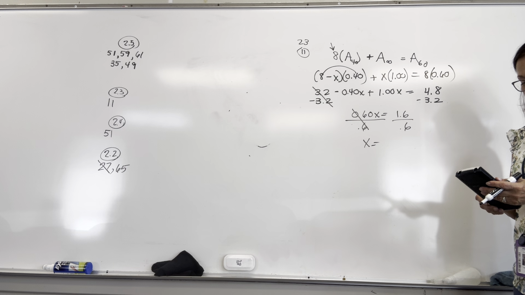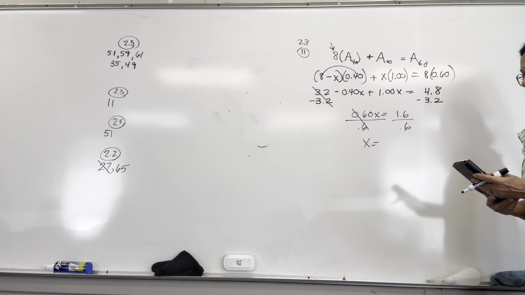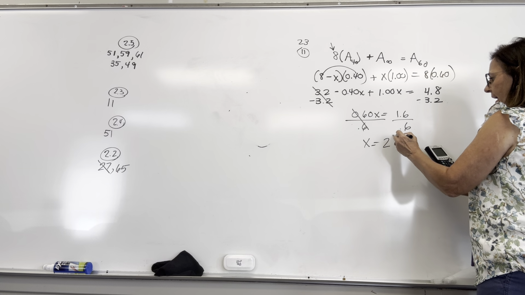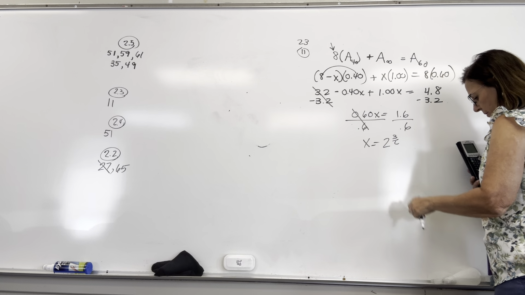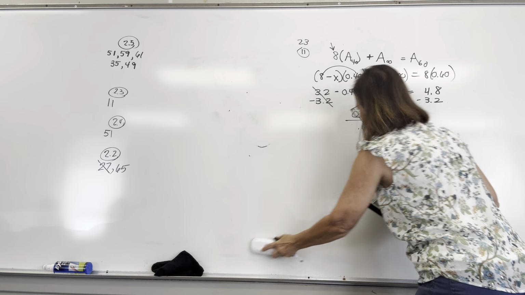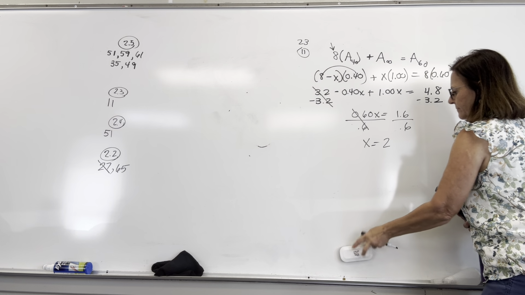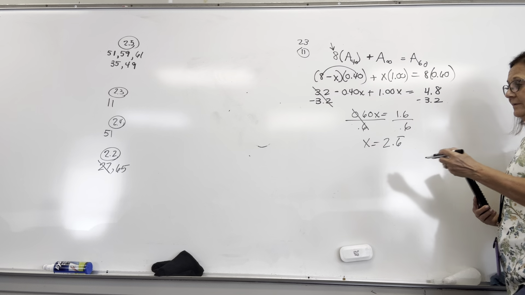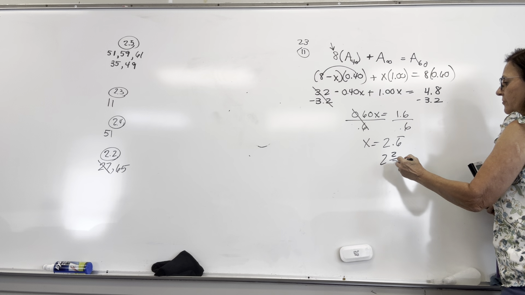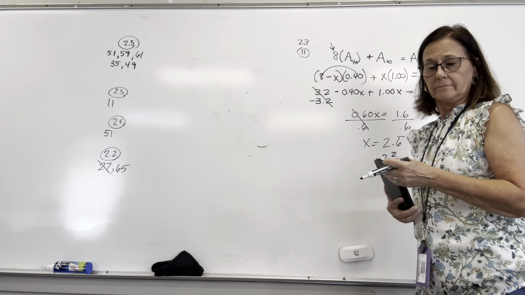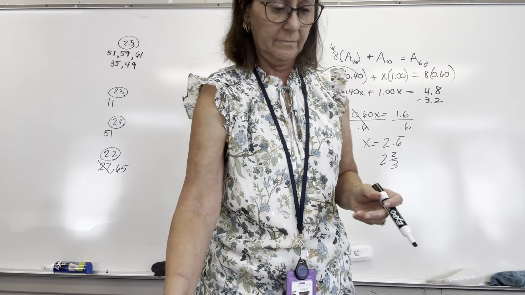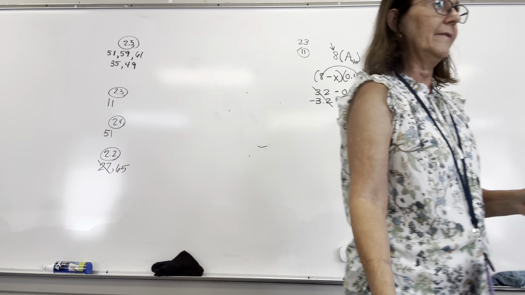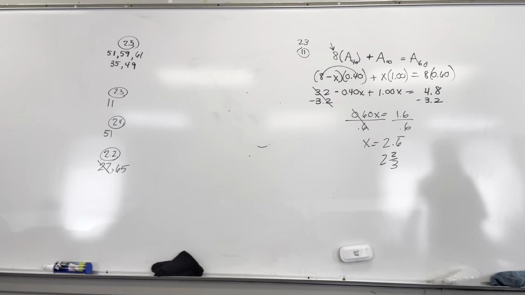divided by 0.6 is 2 and 2/3, 2.667. The 0.6 is repeating, really. So that's 2 and 2/3 quarts. Got it? Make sense?